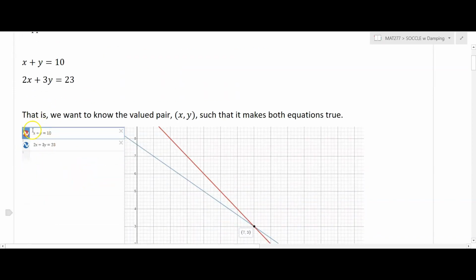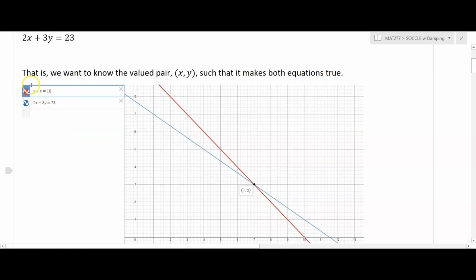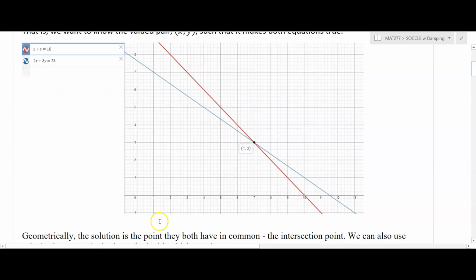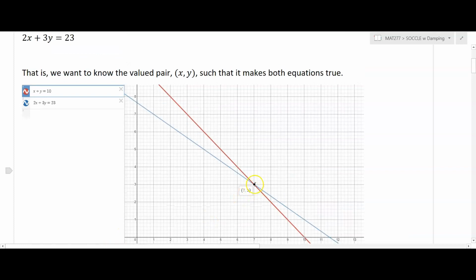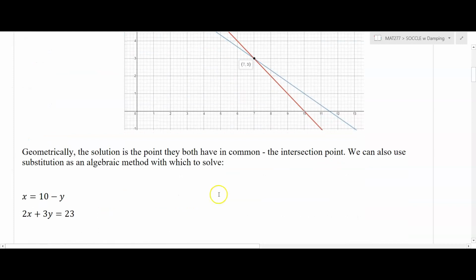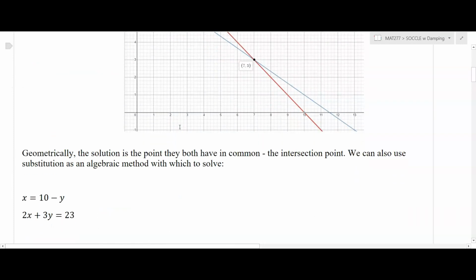There are a couple of ways you can solve this. One way is to drop both of the equations into a graphing application and find their intersection point. Here we see that 7, 3 is the point that both equations share in common. Geometrically, the solution is the point that they have in common, which is the intersection point. So 7, 3 is on both lines, therefore 7 plus 3 equals 10, and 2 times 7 is 14, 3 times 3 is 9, 14 plus 9 is 23. So that point 7, 3 makes both equations true.